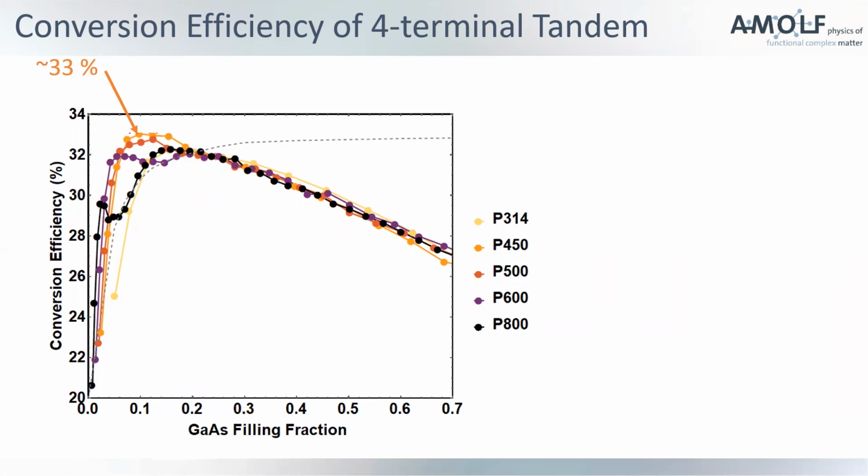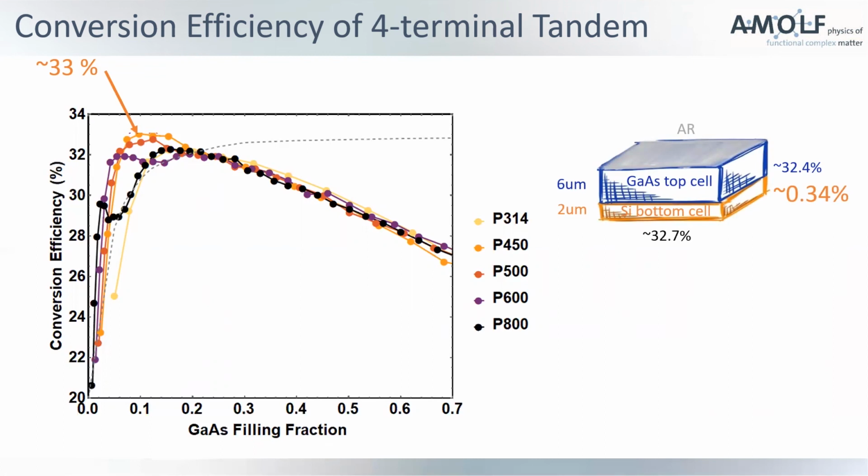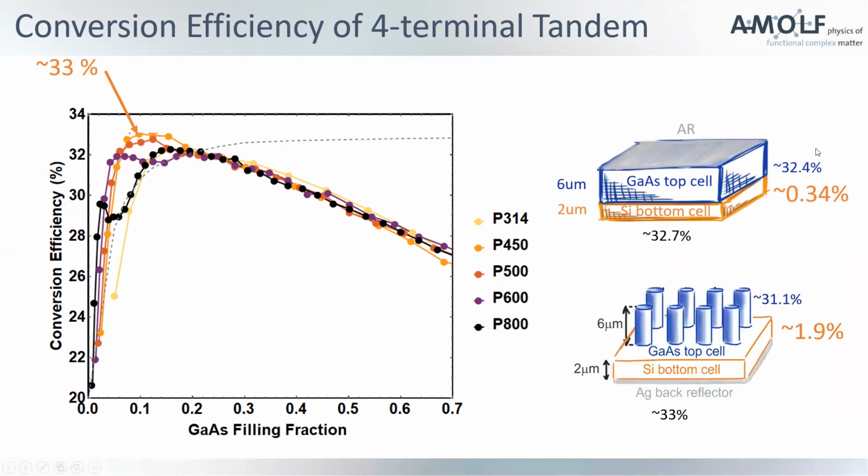I would like to compare this number with the case of not having nanowires and having nanowires. What I want to point out is that when we have the full area covered with gallium arsenide, the gallium arsenide efficiency is more than 32%, but silicon doesn't absorb at all, and the efficiency is really low. In the case of having nanowires, the efficiency of the gallium arsenide is slightly lower, but we have a really good increase in the silicon bottom cell. So the proof of principle that we wanted to show, that by using this grating we can use the same principle to increase the efficiency of the silicon bottom cell, is actually proved.